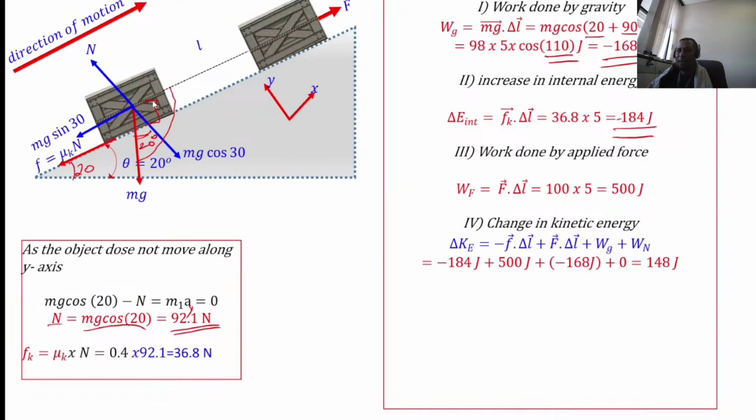The answer is that the normal force is up. The displacement is perpendicular to the normal force. Therefore, work done is 0 because the angle between the normal force and the direction of displacement is 90 degrees, and the cosine of 90 degrees is 0. Therefore, the work done due to the normal force is 0. The only work done we have is therefore 1, 2, 3. If you add, you get 148 joules. This is the change in kinetic energy.